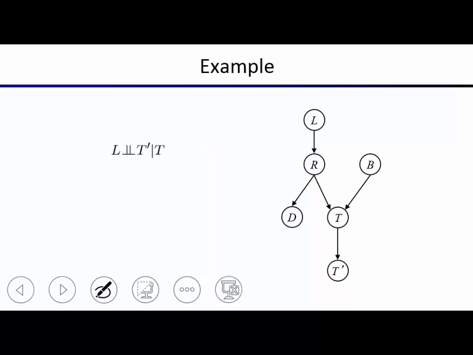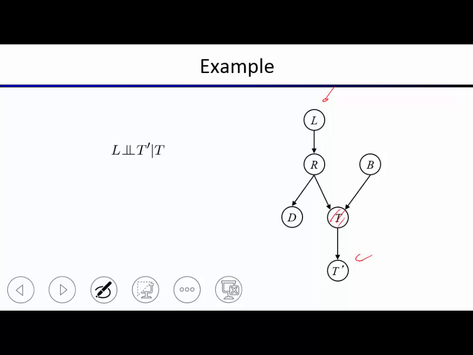All right, a bigger graph. How about, is L independent of T prime given T? So T is the one that's observed, L is here, T prime is over here. Is this conditional independence guaranteed to be true?